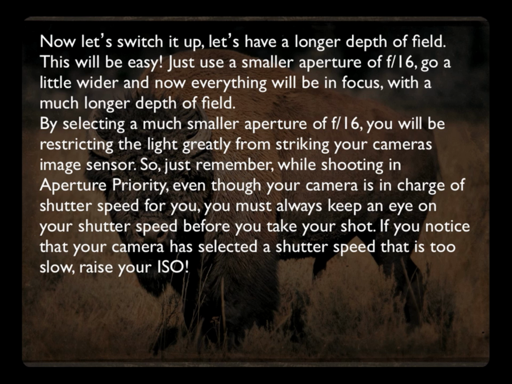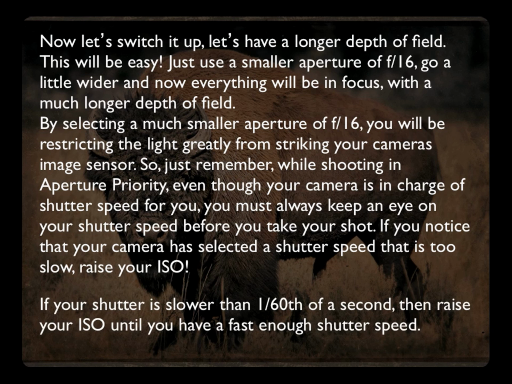By selecting a much smaller aperture of f16, you will be restricting the light greatly from striking your camera's image sensor. So just remember, while shooting in Aperture Priority, even though your camera is in charge of shutter speed for you, you must always keep an eye on your shutter speed before you take your shot. If you notice that your camera has selected a shutter speed that is too slow, raise your ISO.